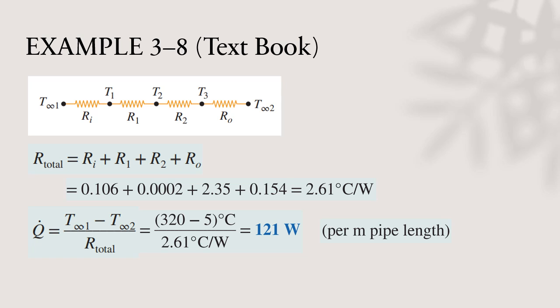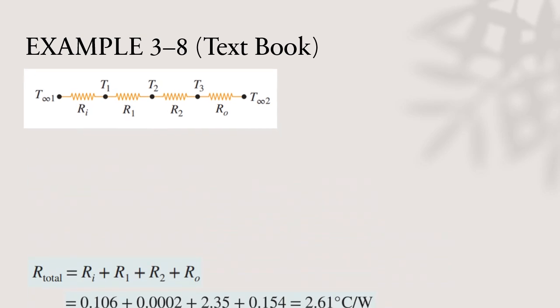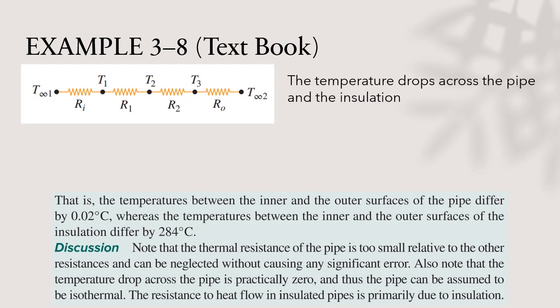Okay, we can get the heat loss for the total pipe by multiplying this with the pipe length. All right, next we want to know the temperature drops across the pipe and the insulation. So the temperature drop we can calculate using a similar equation to what we used before.